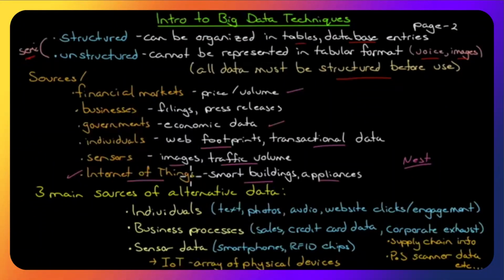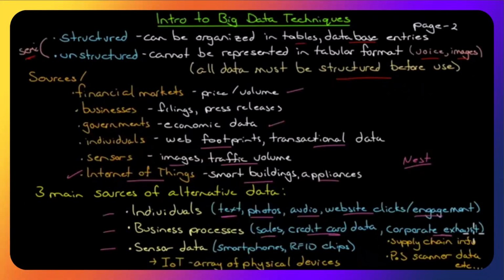Three main sources of alternative data: from individuals, business processes, and sensor data. Individuals, text, photos, audio, website clicks, website engagement. Business processes, sales, credit card data, something called corporate exhaust.